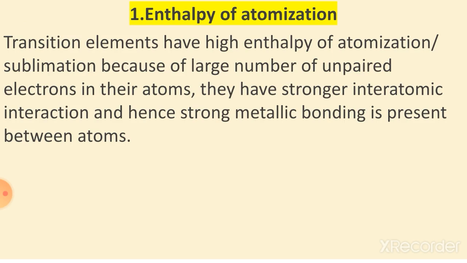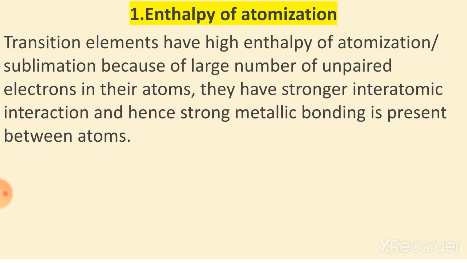Again listen, the more the number of unpaired electrons, the stronger will be the metallic bond and the higher will be the enthalpy of atomization. Now students, some more noteworthy points you have to note down about the enthalpy of atomization: the transition elements except Zn, Cd and Hg are much harder and less volatile. That's why they exhibit high enthalpy of atomization.